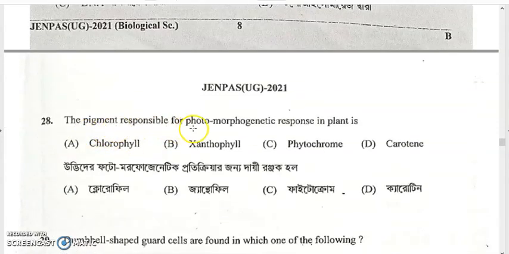The pigment responsible for photomorphogenic response in plants is: chlorophyll, xanthophyll, phytochrome, or carotene. The photomorphogenic response in plants is done by phytochrome. Chlorophyll is a photosynthetic pigment molecule. So the answer will be option C, phytochrome.